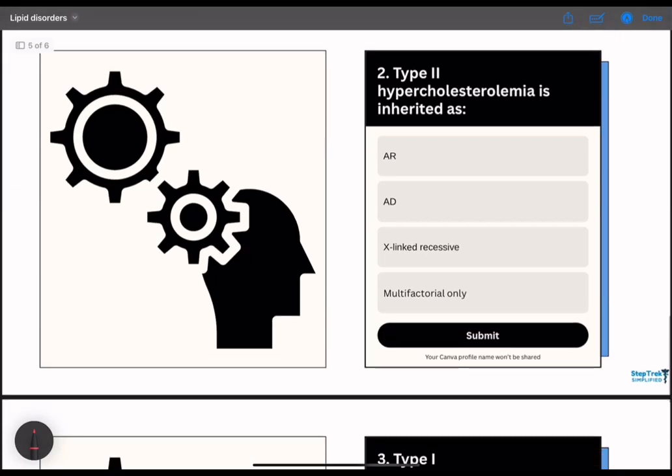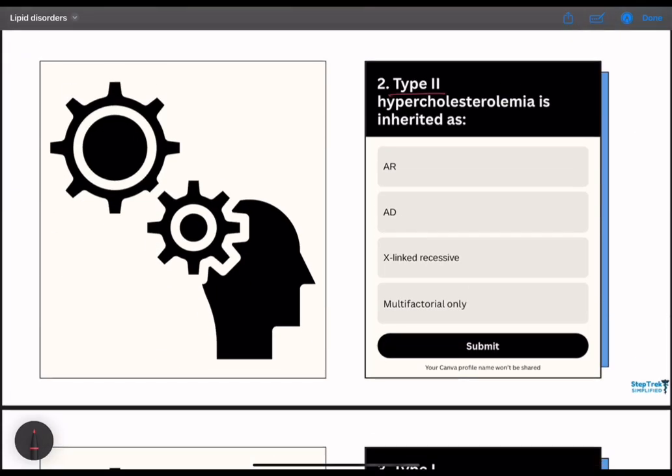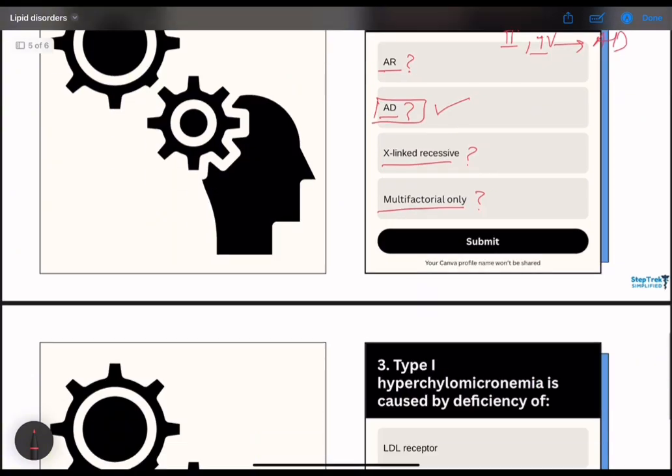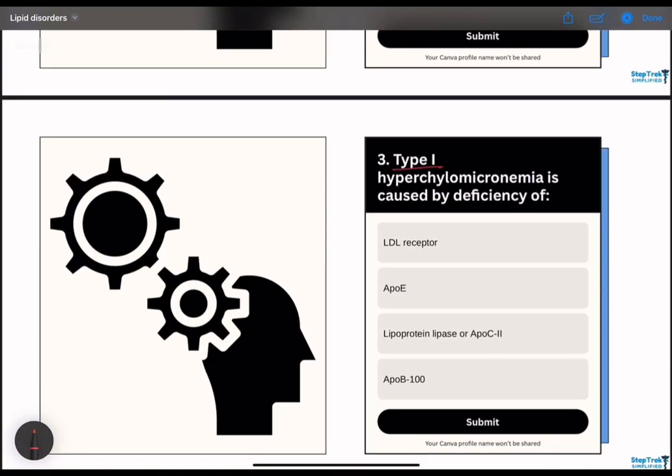Then type 2 hypercholesterolemia is inherited as autosomal recessive, dominant, X-linked recessive, or multifactorial. Since it is type 2, and type 4 follows autosomal dominant, it is an autosomal dominant disorder. And then at last, type 1 hyperchylomicronemia is caused by deficiency of LDL receptor, ApoE, lipoprotein lipase or ApoC2, or ApoB100. And the correct option is lipoprotein lipase or C2.